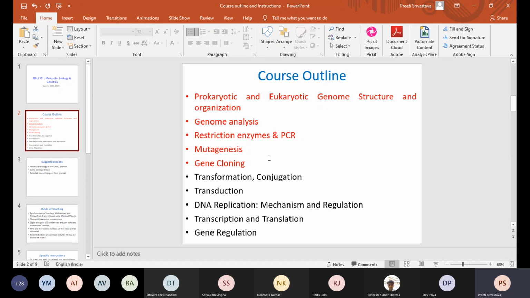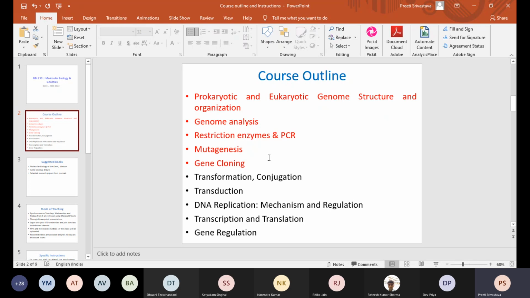So what I try to do is that whenever we are covering a topic, I'll try to give real life examples so that you can get the concept, and also you have a feeling of the applications of these concepts. Towards the end, we are going to discuss DNA replication. So DNA replication would include not only simple chromosomal replication, but we are going to discuss plasmid replication as well.